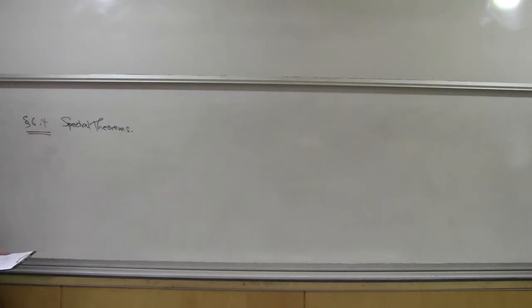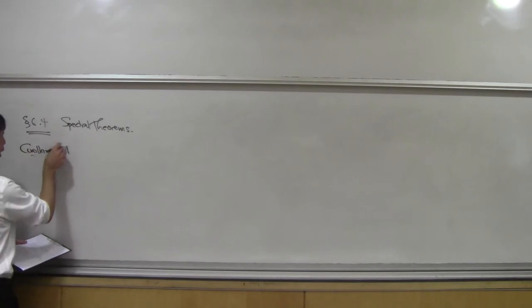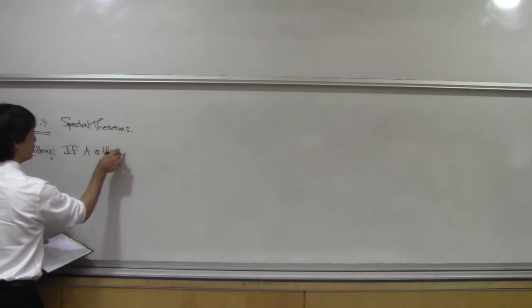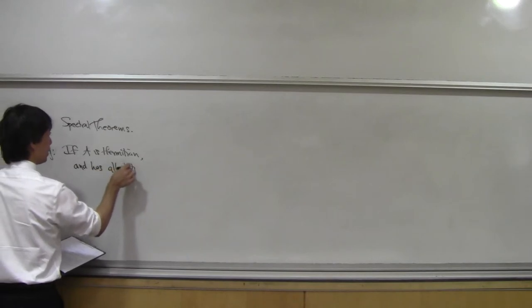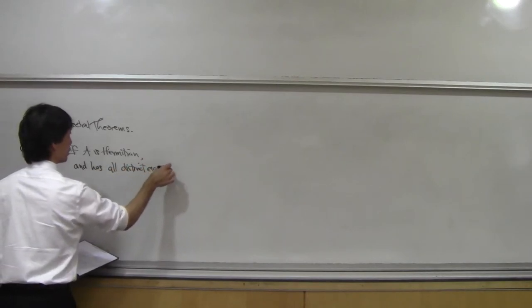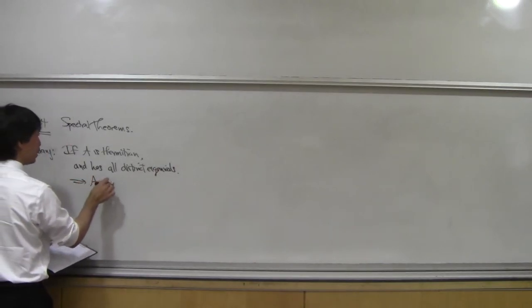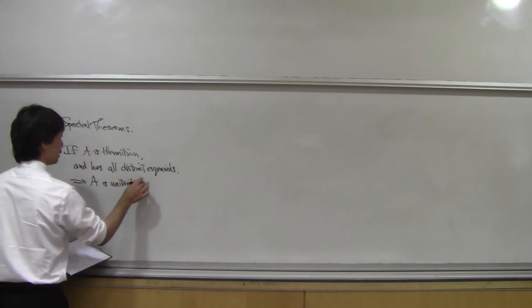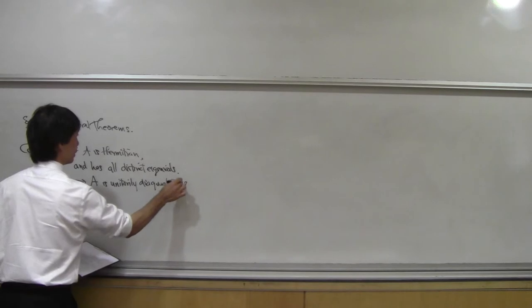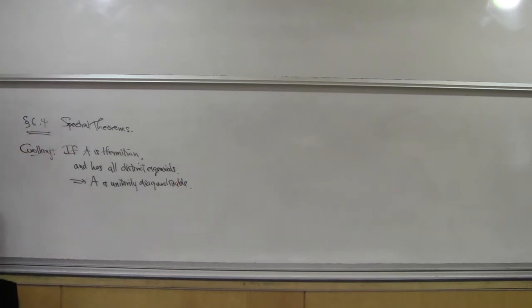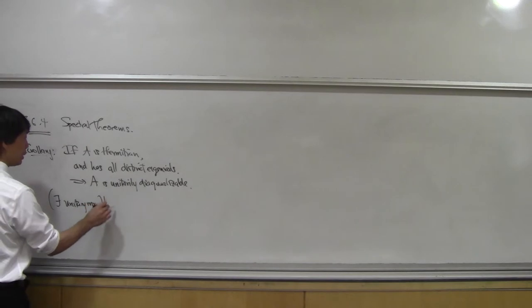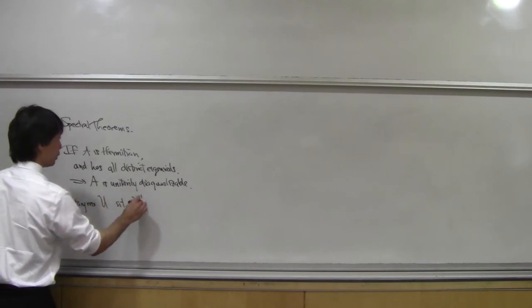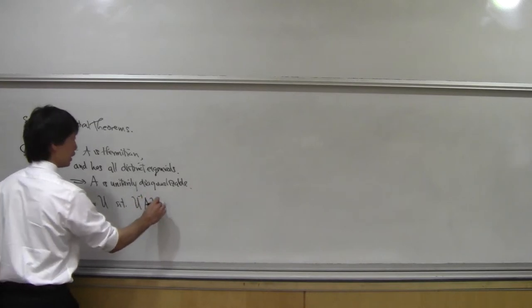So let's remember what we closed up with last time, which was we had a corollary that said that if A is Hermitian and has all distinct eigenvalues, then A is unitarily diagonalizable. In other words, there exists a unitary matrix U such that U inverse AU is diagonal.